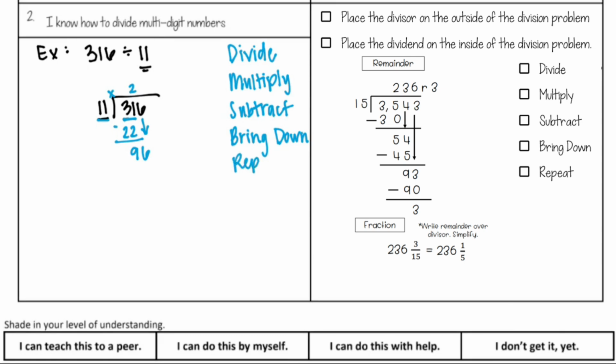So now I'm going to ask, how many groups of 11 go into 96? And I get 8 groups. 11 times 8 is 88. After I multiply, I subtract, and I get the remainder 8. 28 remainder 8 is the same as the answer 28 and 8/11.